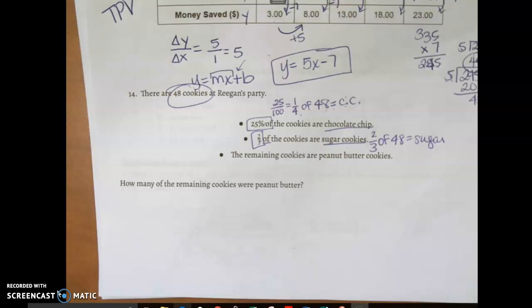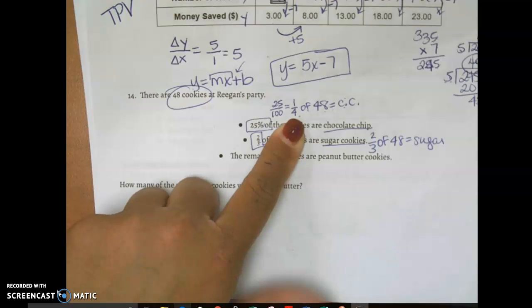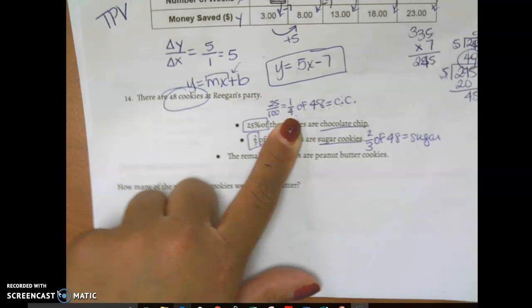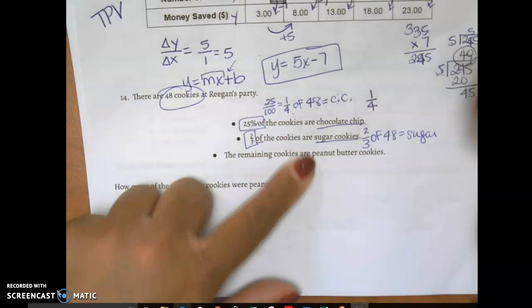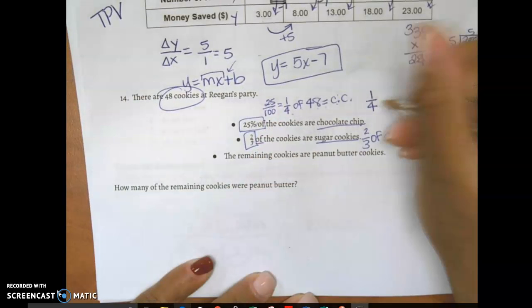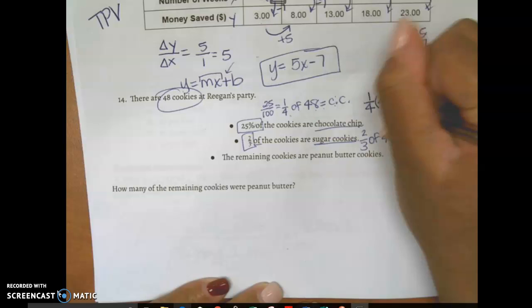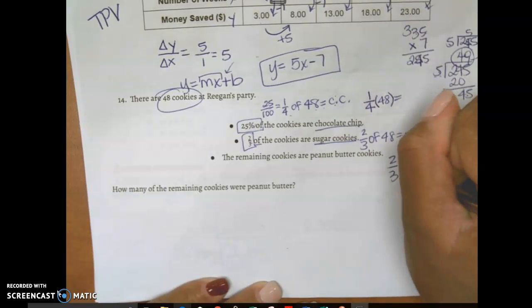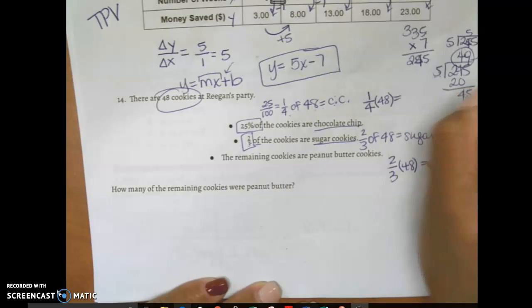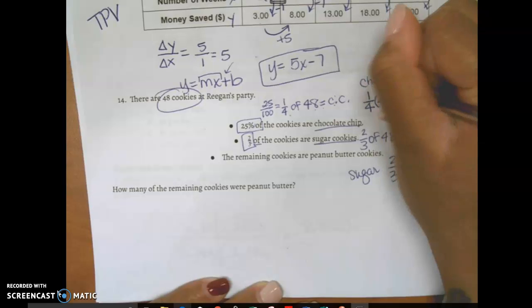Multiply, then add them. What am I multiplying? 1/4 and 2/3. By what? 48. Thank you. So what do I do first? 1/4. No, I'm not multiplying the fractions by each other. 1/4 of 48, and then 2/3 of 48. This will give me the sugar cookies. This will give me the chocolate chip.